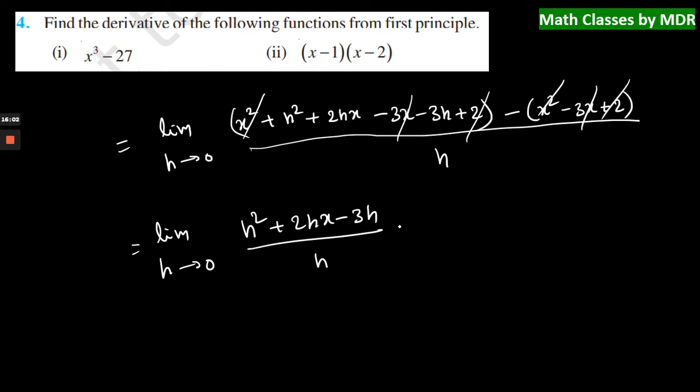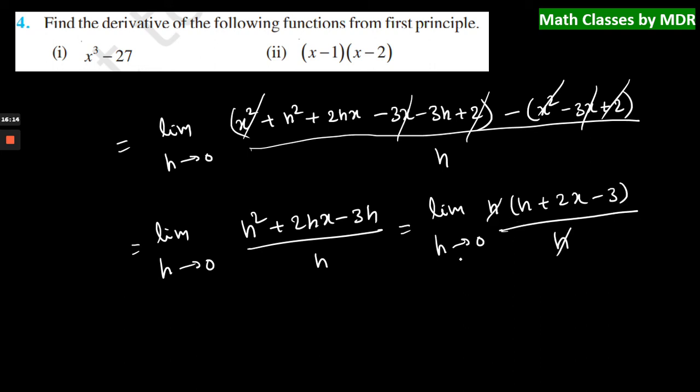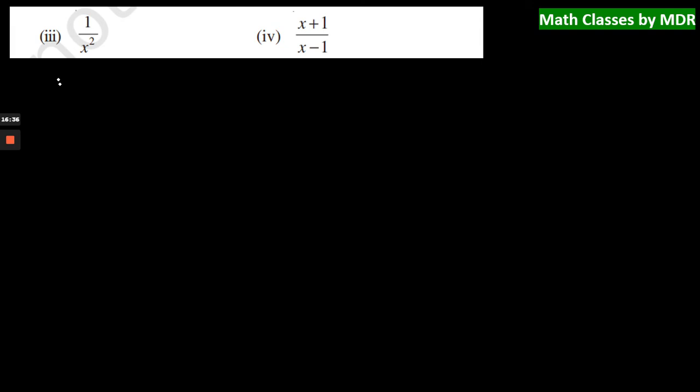Can we take h common here? Yes, of course. Limit h tends to 0. When we take h common, we will have h plus 2x minus 3, by h, and h gets cancelled. Now substitute the h value in the limit in the given function, that is 0 plus 2x minus 3. So that is equal to 2x minus 3. Right? So this is the derivative of (x minus 1) into (x minus 2). Now let's see the next part.